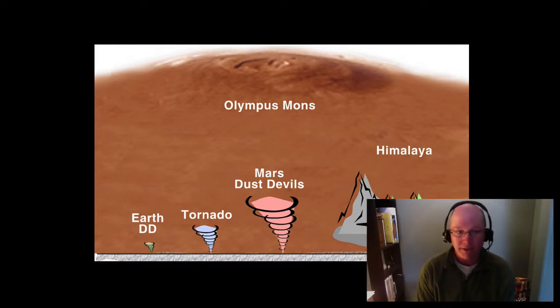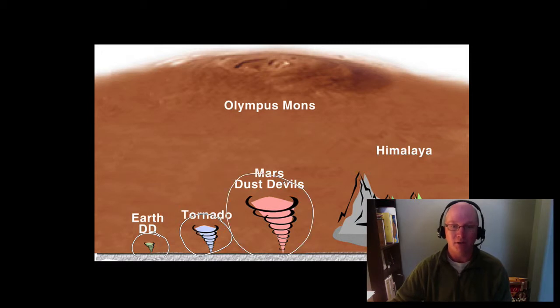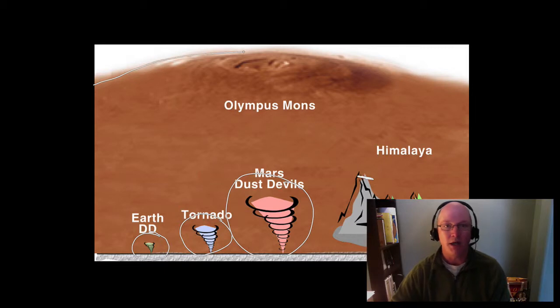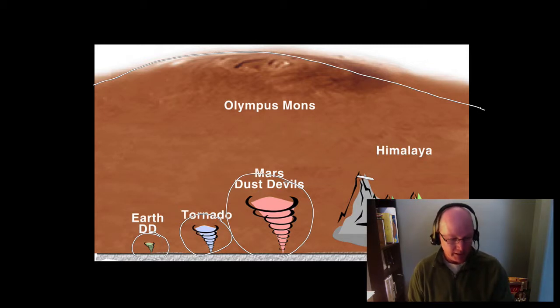Here's a comparison of the heights of dust devils on Mars. Here's a terrestrial dust devil. This is what you'd see in the deserts on Earth. This is a tornado on Earth. Here's a Mars dust devil. Here's the Himalayas. And then, just for comparison, this is Olympus Mons, which is 3 times higher than the Himalayas. So it's a pretty powerful event. And again, the winds would be something we would have to contend with.